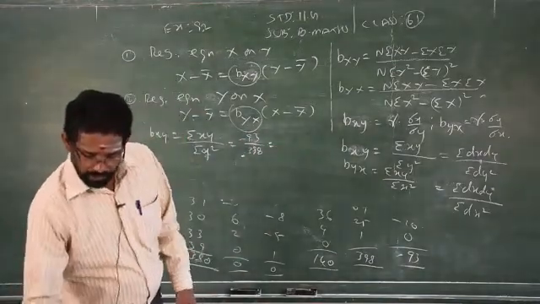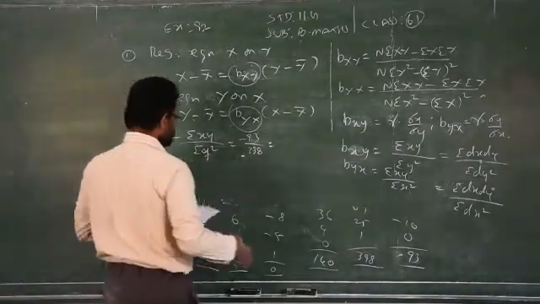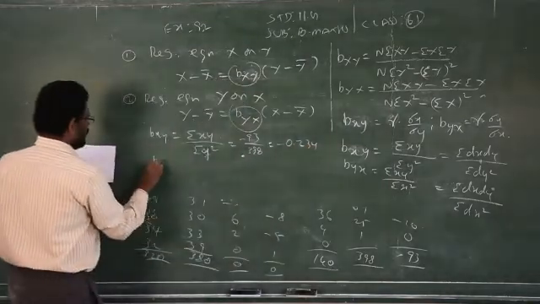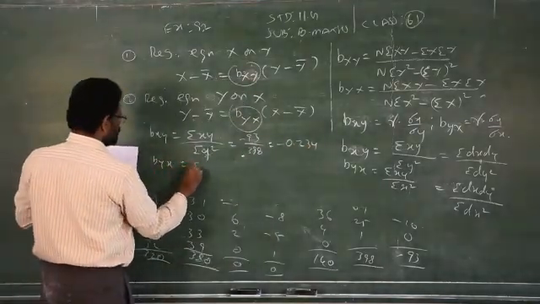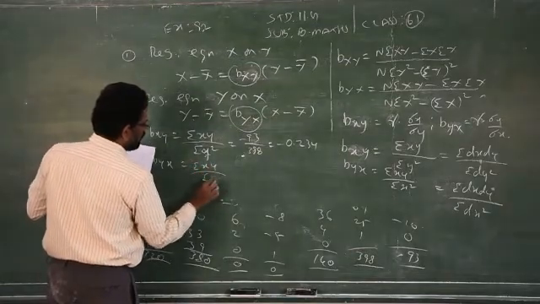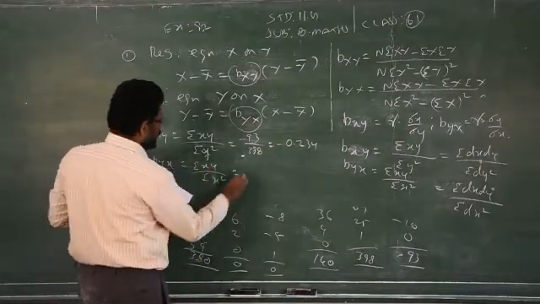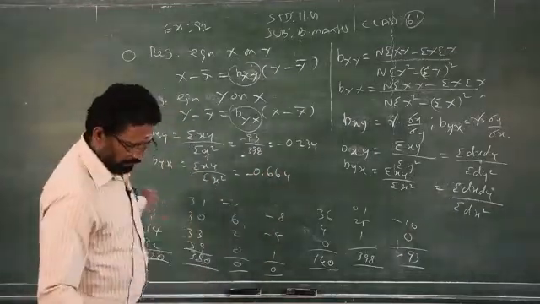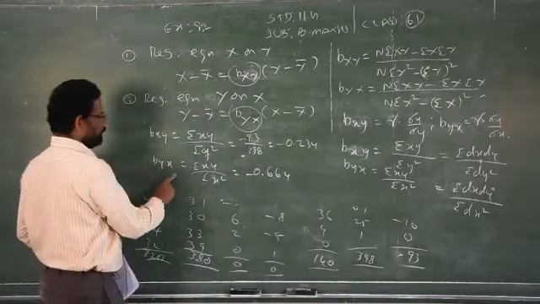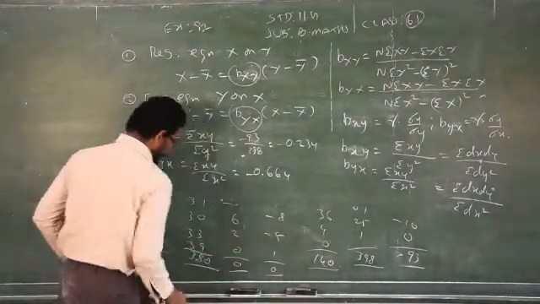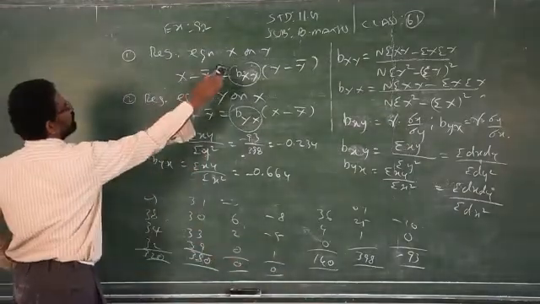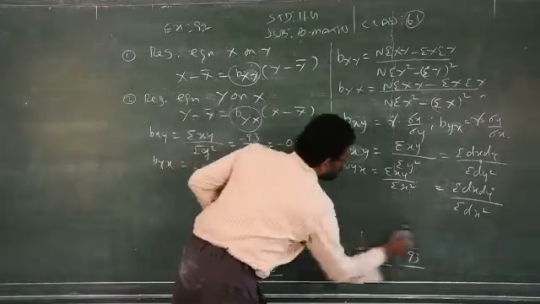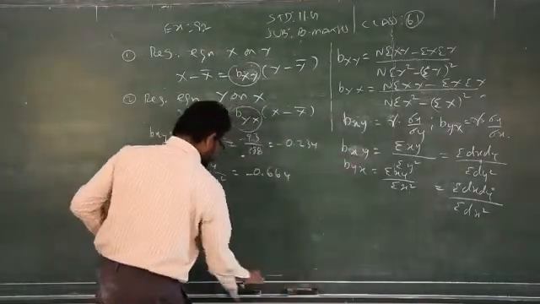Simplify, you will get the answer 0.234. Similarly, you can write byx, that is summation xy by summation x square. The answer is minus 0.664. Clear? So you are finding the value of bxy, byx by using the information. Clear? So next you have to find out the regression equation x on y, y on x. Only I found the equations, then we will see the remaining problems in the next class. Clear? This will take more time.